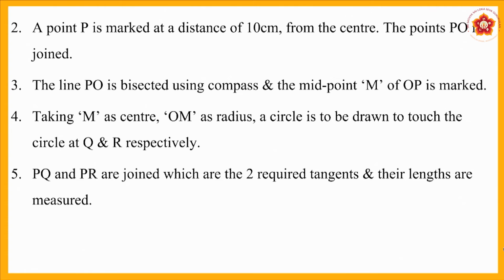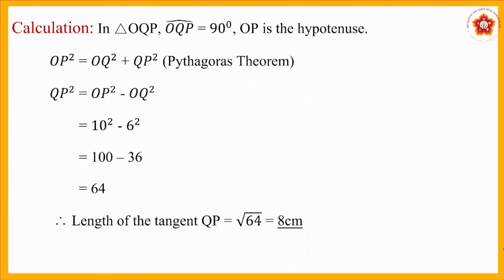So, what you can conclude? We can conclude that from an external point, you can draw 2 tangents which will be equal to each other. In this particular problem, the lengths are measured to be 8 centimeters. Now, let us see how verification to be done. In triangle OQP, angle OQP is 90 degrees, because radius is perpendicular to tangent and OP is the hypotenuse. So, OP square is equal to OQ square plus QP square by Pythagoras theorem. So, QP square becomes OP square minus OQ square. OP is the hypotenuse, bigger side, that should come first.